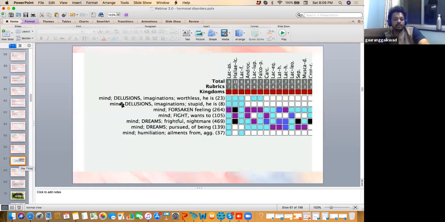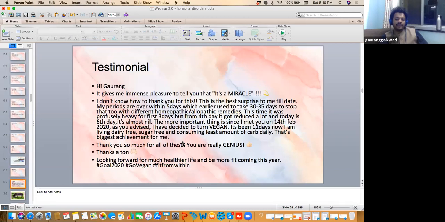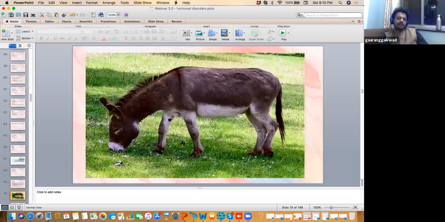And when I open the repertory, I want to show you a very interesting remedy today. I'm going to teach you a new remedy to all my participants there. So what's the remedy? I've looked at rubrics: delusion worthless, delusion stupid, forsaken feeling, fight wants to, fright. And you can see a beautiful remedy, the remedy Lac asinum. So I gave the remedy Lac asinum 1M for 2 days. And beautifully, she improved and she sent me a testimonial. And this is Lac asinum.